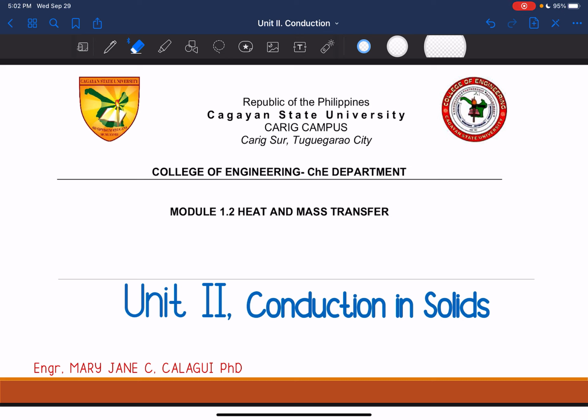Okay? So in this lecture, we'll be digging deeper into conduction, which is basically the transfer of heat by molecular action, or the transfer of energy due to either random molecular motion or the motion of free electrons.